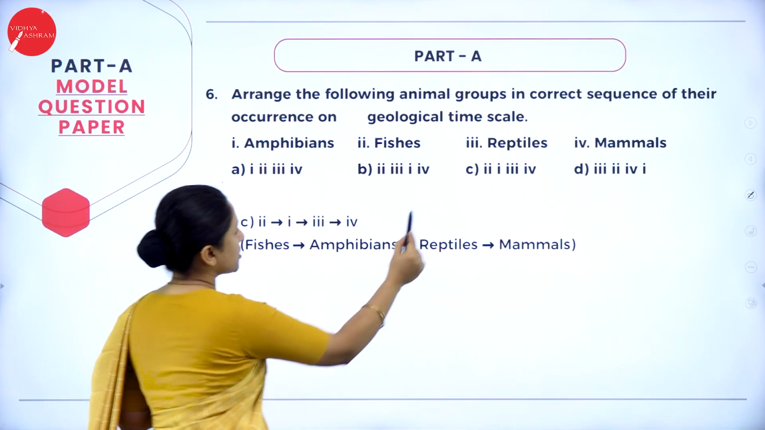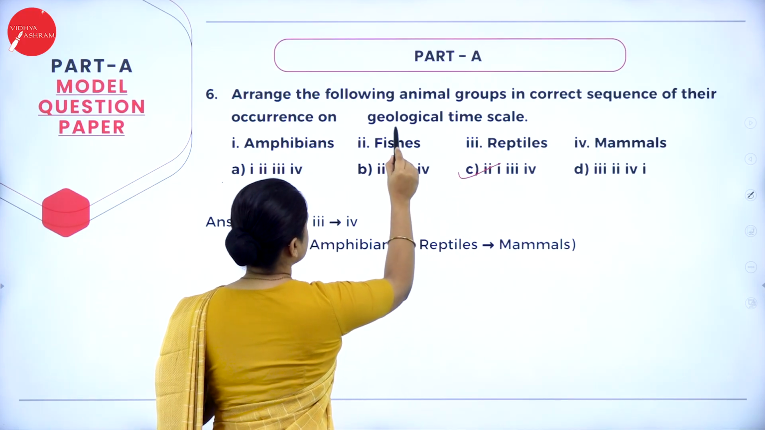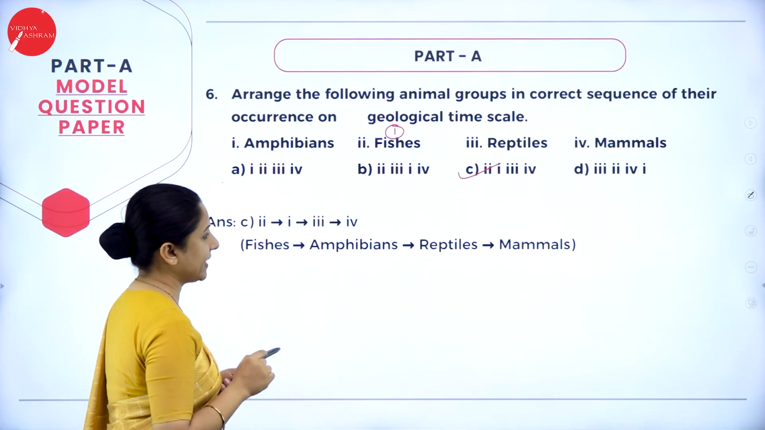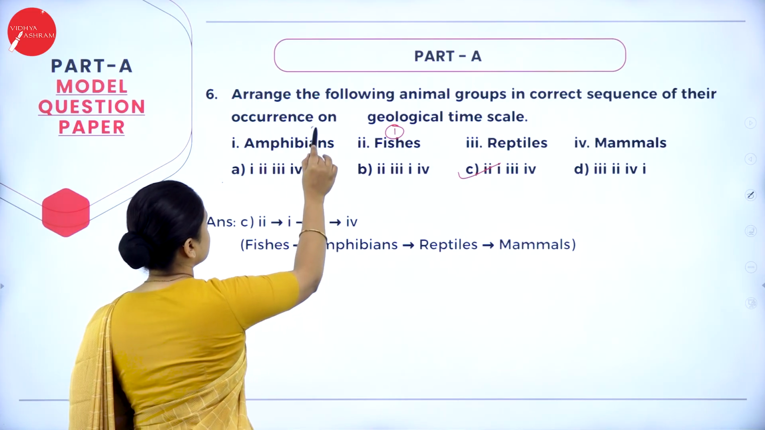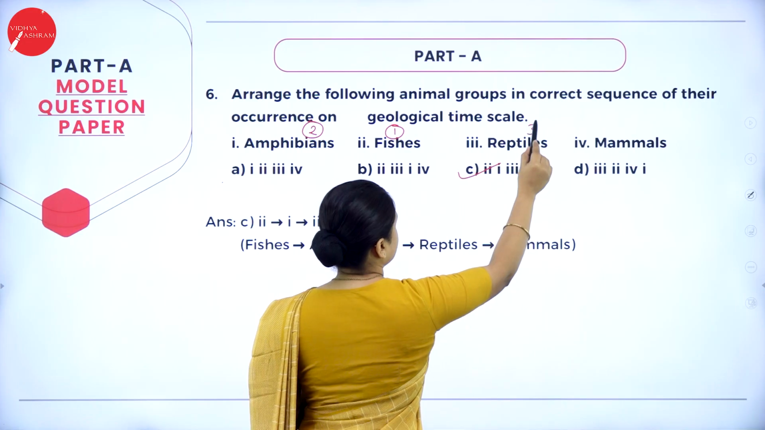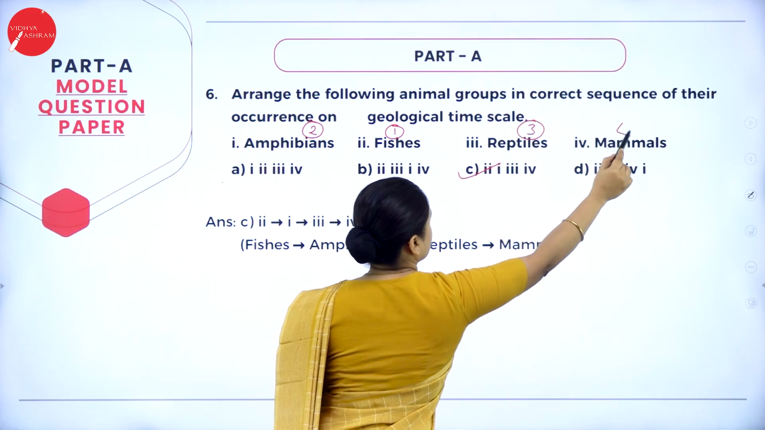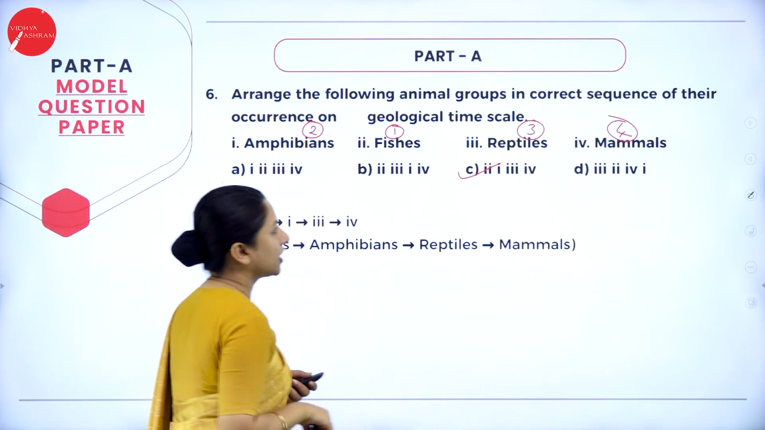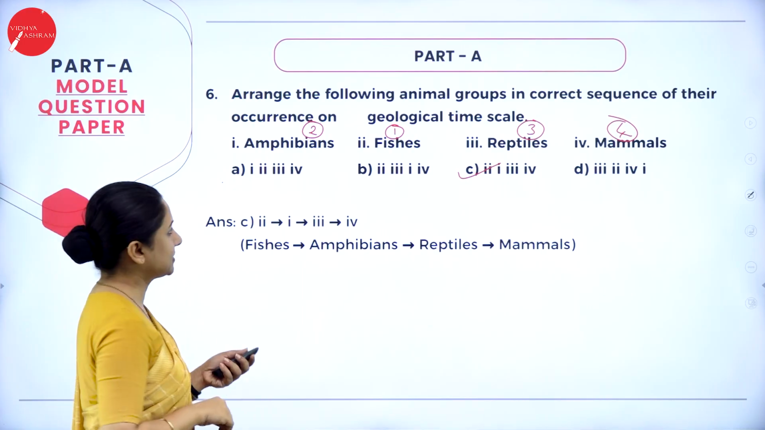So the correct option is C because first fishes came into existence. From the fishes amphibians came into existence. From the amphibians, reptiles came into existence, and then the mammals. So therefore, the correct option is option C.